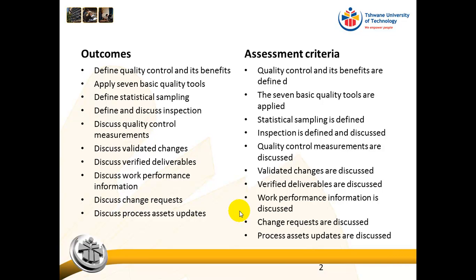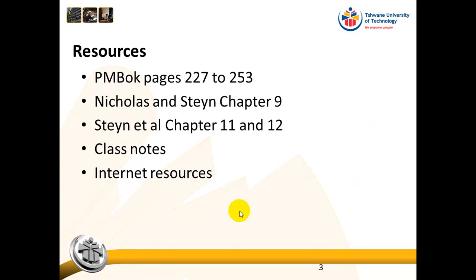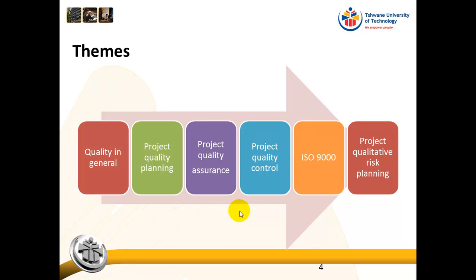The good news is that the 7 basic quality control tools, which are sort of the crux of quality control, we've already done, because it's exactly the same tools as what we do in quality planning. Right, so these are just the resources. So just so that you can see where we are, we're here on project quality control, and there's only 2 more themes left.